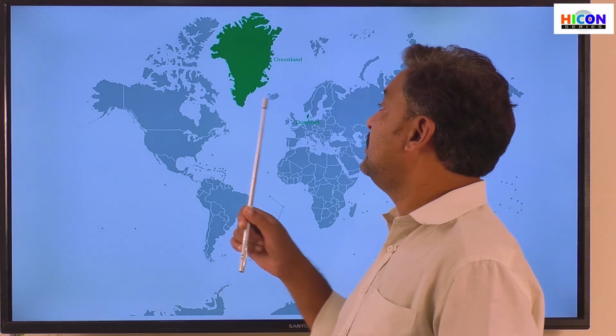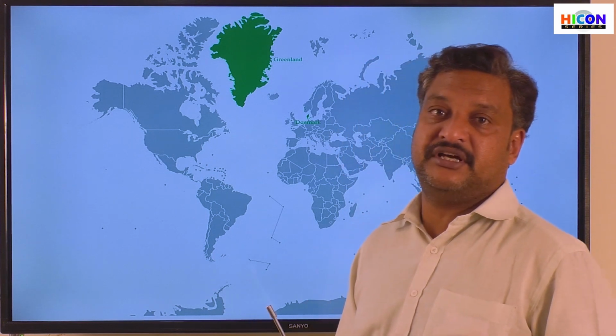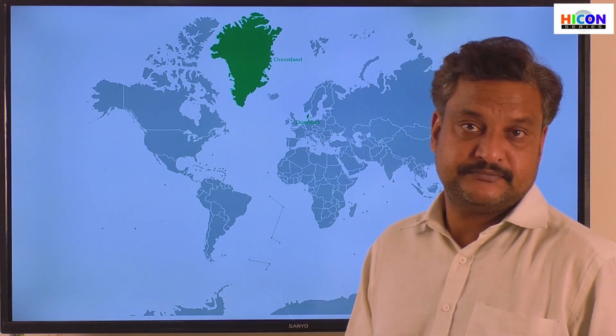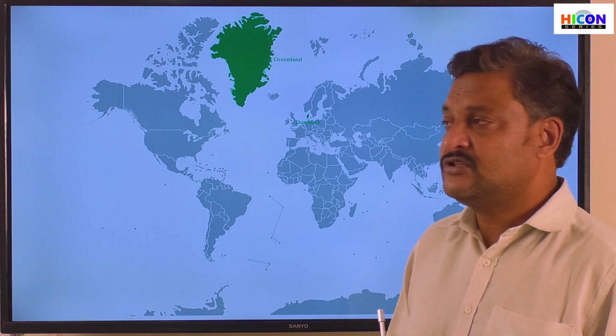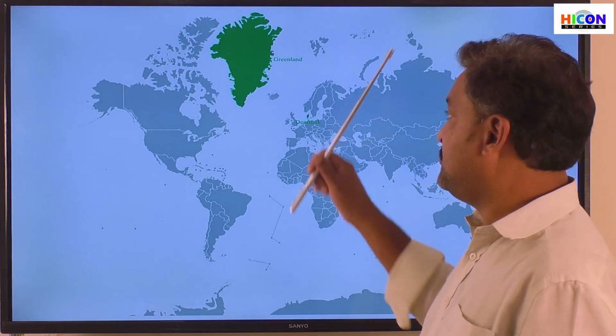Then in 1380, the Dutch people attacked this region and conquered it. Dutch people means the people from Denmark. Okay, so in 1380, the Dutch people conquered the Vikings who were settled over there.